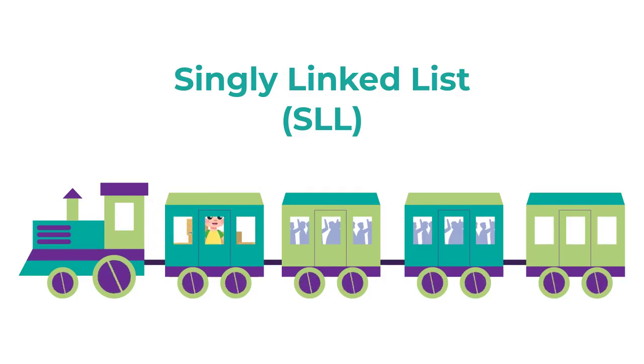However, let's say you forgot something and you wanted to go back. But apparently, the door to the previous train car is locked, so you can't go back. Your only choice is to move forward until you get to the end of the train. In a singly linked list, you can only move forward.